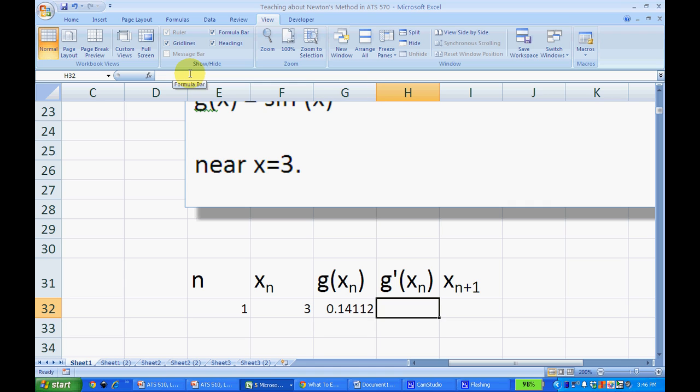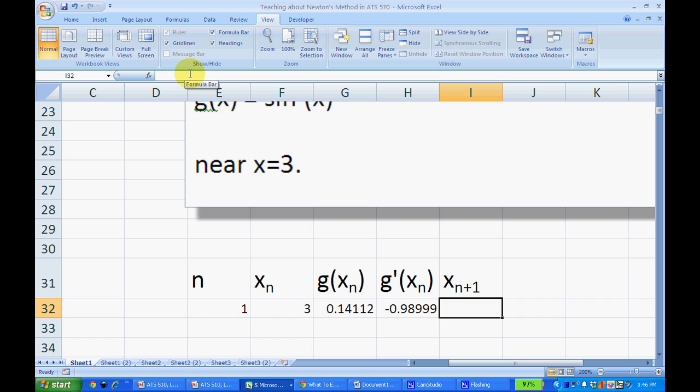All right, now g prime of xn. If g is sine of x, then g prime is cosine of x. So this equation right here will be equals the cosine of, now we need that xn again. So we're going to go back over here and drive over to there. You can see how we're highlighting the cell, and you can see how the equation here is equals cosine of F32. Put the close parentheses in there and hit enter, and you get that.